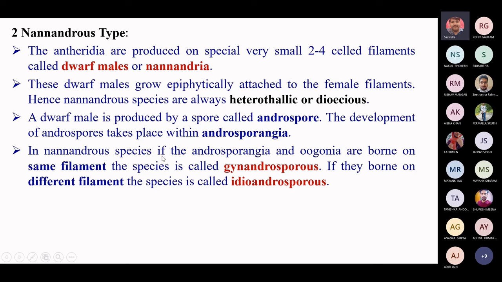And if in nannandrous species the androsporangia and oogonia are born on the same filament, जिस स्पोर से ड्वार्फ मेल बनेगा, अगर वे सेम फिलामेंट में बन रहे हैं, मीन्स oogonia भी वहीं पर है और nannandria का स्पोर यानी एंड्रोस्पोर भी वहीं पर है, then that filament is known as gynandrosporous, and the species are known as gynandrosporous species. And if this androspore is developing on a different filament, then it is known as idioandrosporous. Okay.